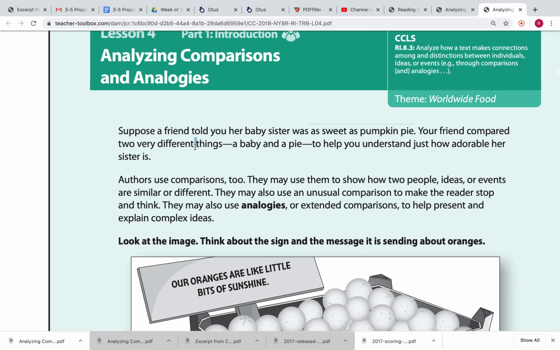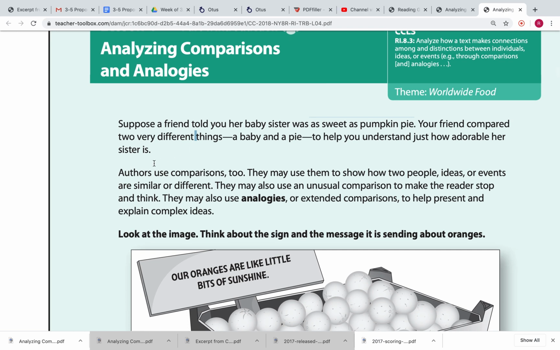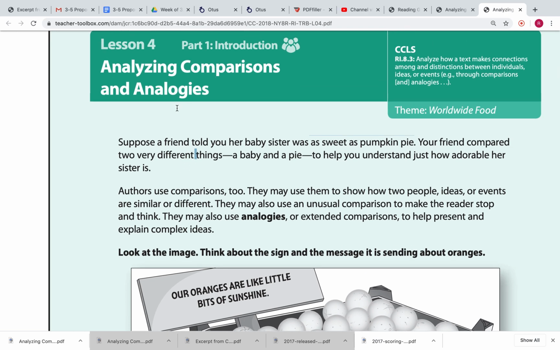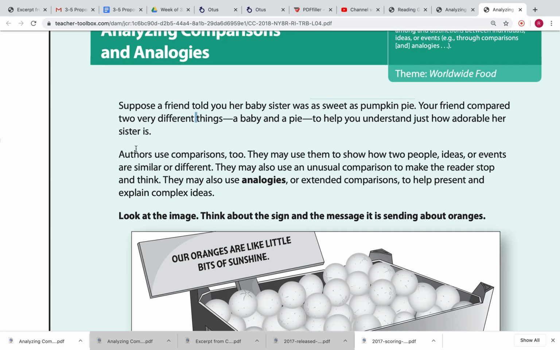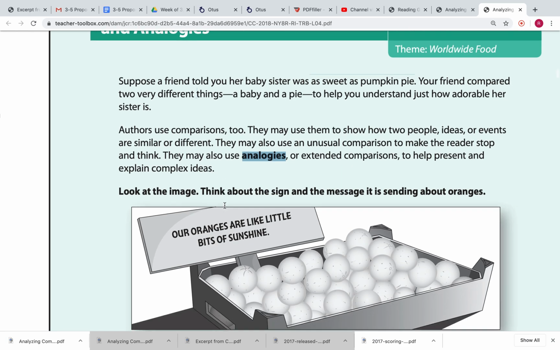But that's actually not the focus of today's lesson. We're simply talking about comparisons and analogies. Authors use comparisons too. They may use them to show how two people, ideas, or events are similar or different. They may also use an unusual comparison to make the reader stop and think. They may also use analogies or extended comparisons to help present and explain complex ideas.